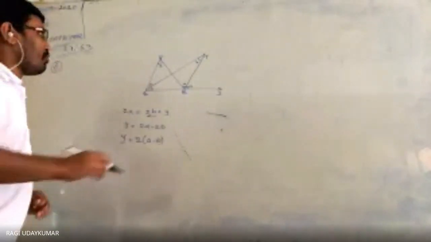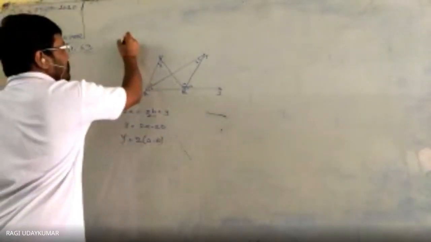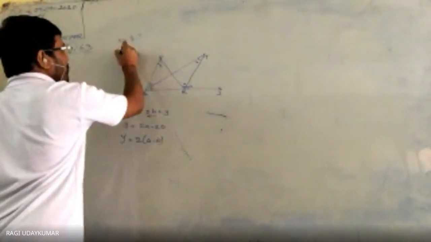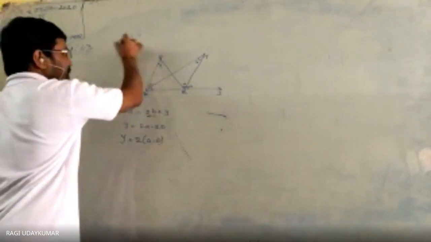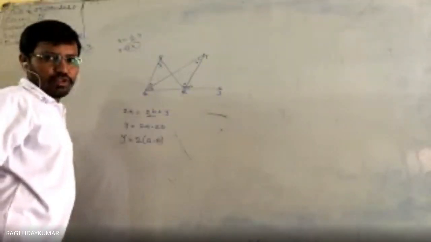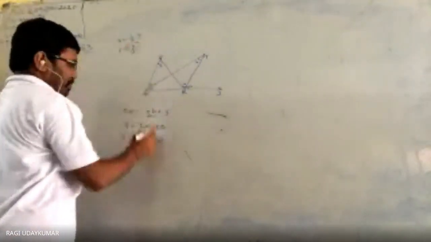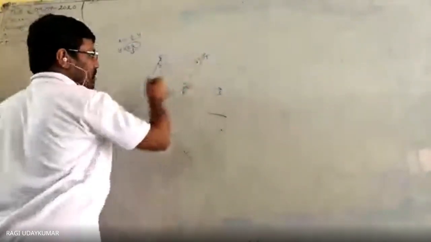Okay, what we need to prove? X is equal to half of Y. So Y is equal to 2X. We need to prove Y is equal to 2X. So in place of X, A minus B came. So X is equal to A minus B, if you are proving. If you are proving that X is equal to A minus B, then the required thing is done.